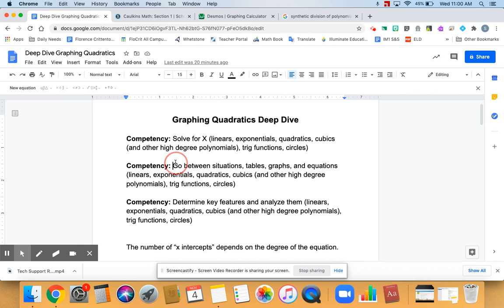Then there's the competency where you have to go between the situation and the table and the graphs and the equations. Again, linear and exponentials are in year one. Quadratics are in year two, as well as cubics and other higher degree polynomials and trig functions. We'll do all these this year, and we just finished quadratics. And then there'll be circles in year three.